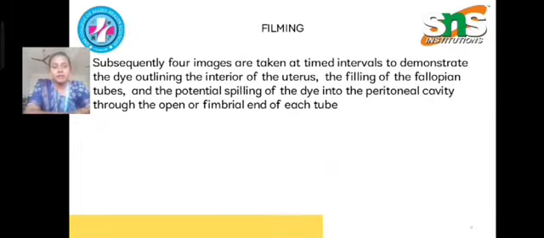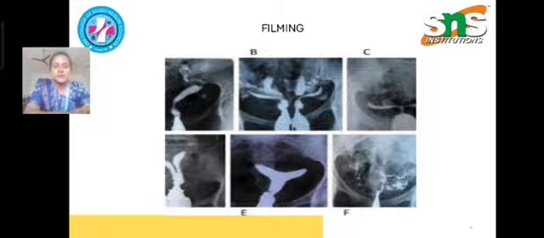They take the films in 4 images, at timed intervals, to demonstrate the filling. When the dye outlines the interior surface of the uterus, image 1 is taken. After that, with filling of the fallopian tubes, image 2 is taken. After that, with potential spilling of dye into the peritoneal cavity, film 3 is taken, and after that, for the fimbrial end of the tubes, another film is taken. So 4 films are taken, and the images will be visualized like this.